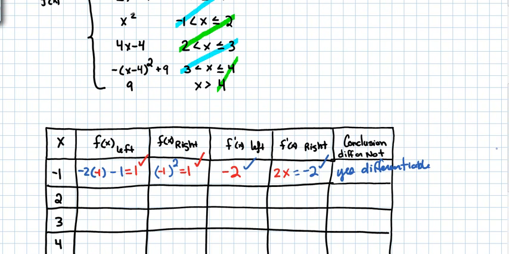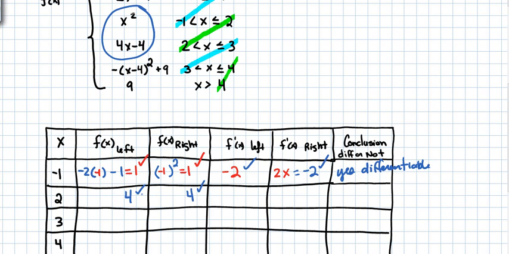Now we'll look at 2. So we're looking at those two functions. Well, x squared now is equal to 4 when x is 2, and 4x minus 4 is also equal to 4. So we have a check there.